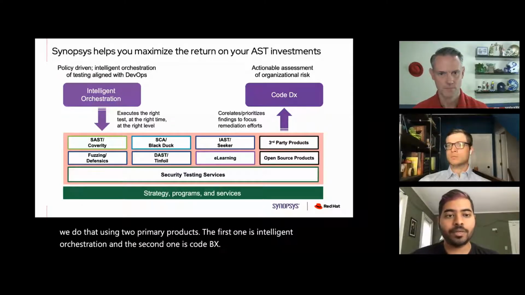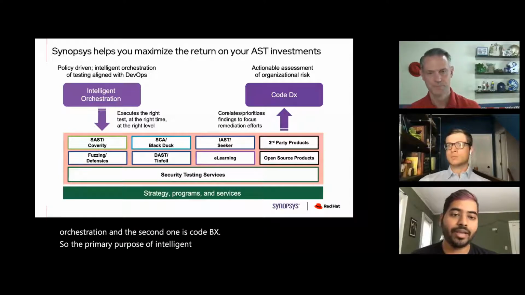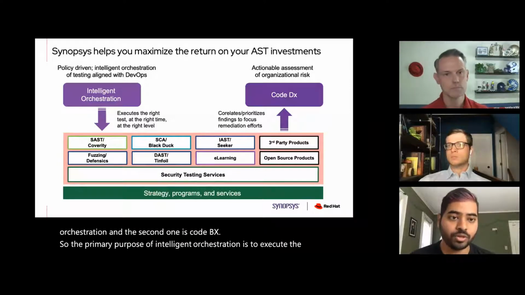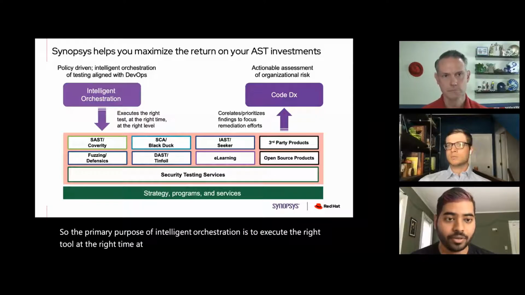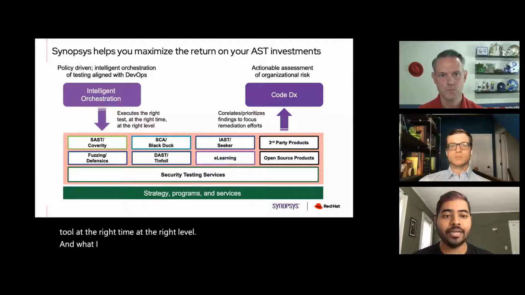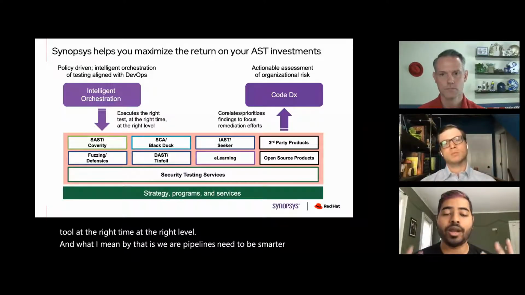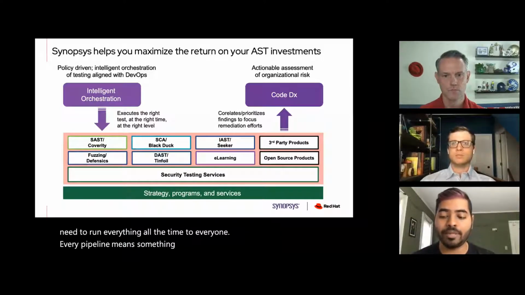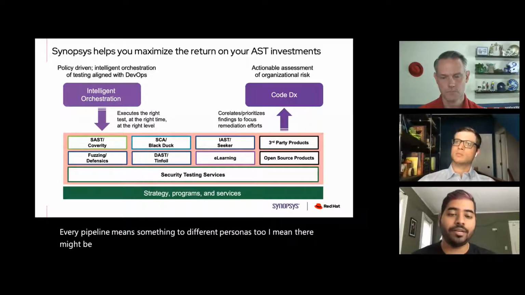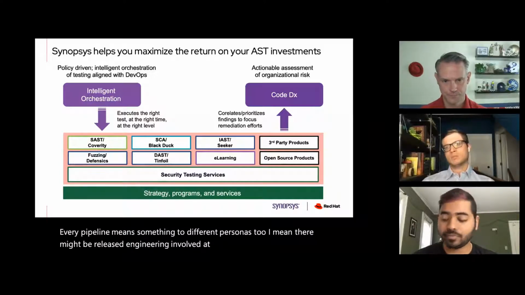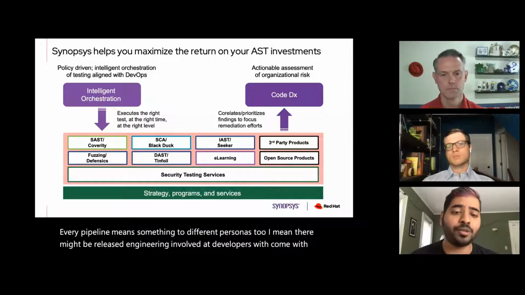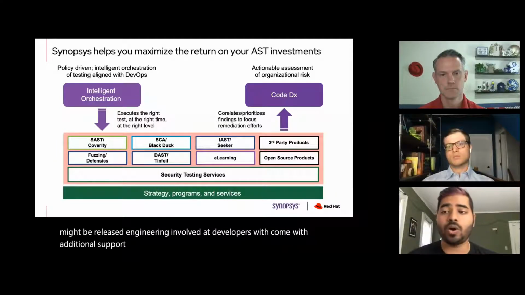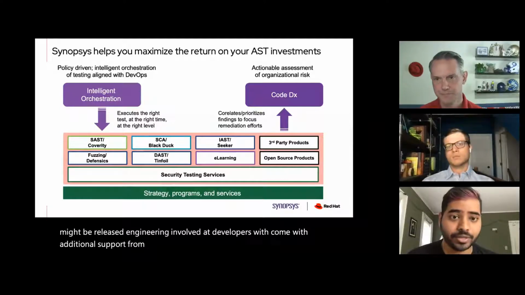So the primary purpose of intelligent orchestration is to execute the right tool at the right time at the right level. And what I mean by that is our pipelines need to be smarter. You don't need to run everything all the time to everyone. Every pipeline means something to different personas too. I mean, there might be release engineering involved, developers with additional support from CISOs or security personas.